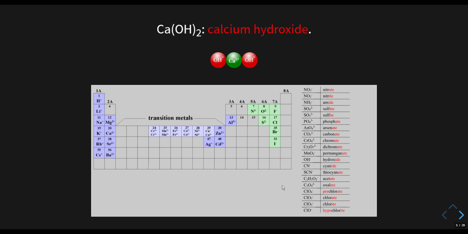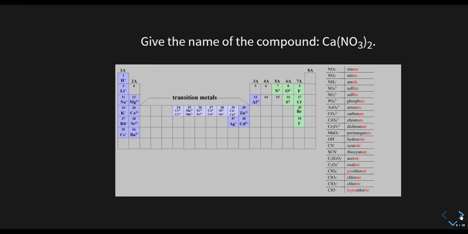Some people make a little bit of a mistake here because they've seen it on, say, boxes of cereal or whatever, that this might be called calcium dihydroxide. We're not going to do that here. We're just going to simply say the cation is calcium, the anion is hydroxide, and that's all there is to the name. Let's try another one.